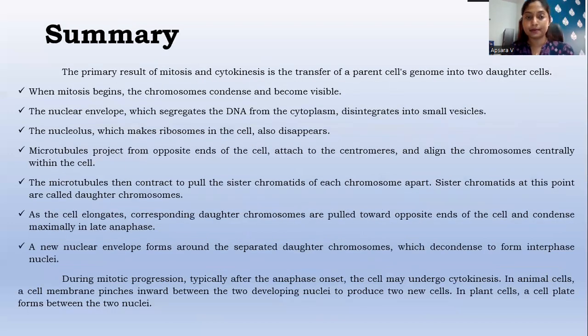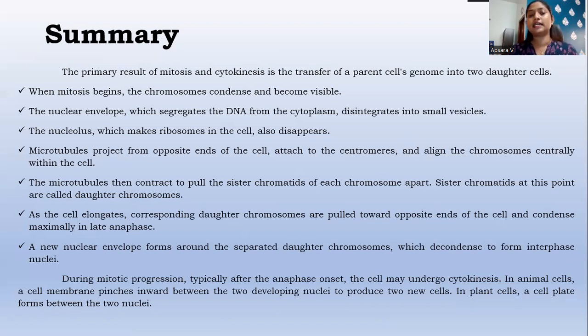To summarize, the primary result of mitosis and cytokinesis is the transfer of the parent cell genome into two daughter cells. When mitosis begins, the chromosomes condense and become visible. The nuclear envelope, which segregates the DNA from the cytoplasm, now disintegrates into smaller vesicles. The nucleolus, which makes the ribosome in the cell, now disappears. Microtubules project from the opposite ends of the cell and attach to the centromeres and align the chromosomes centrally within the cell. The microtubules then contract and pull the sister chromatids of each chromosome apart. Sister chromatids at this point are now known as daughter chromosomes.